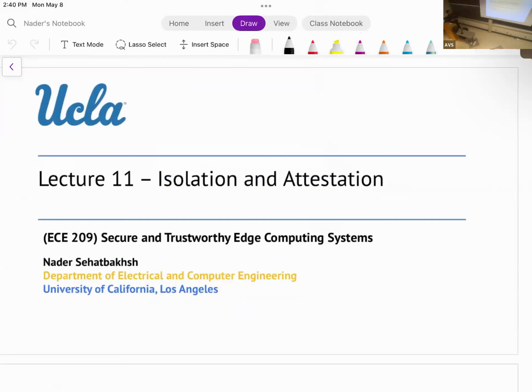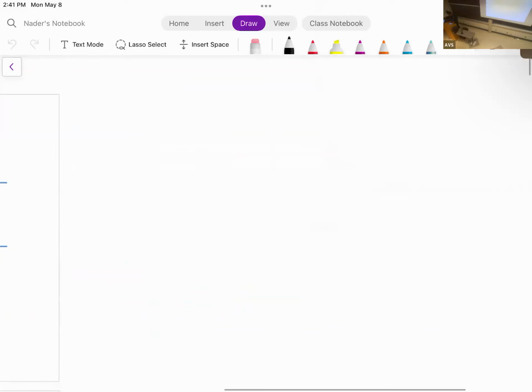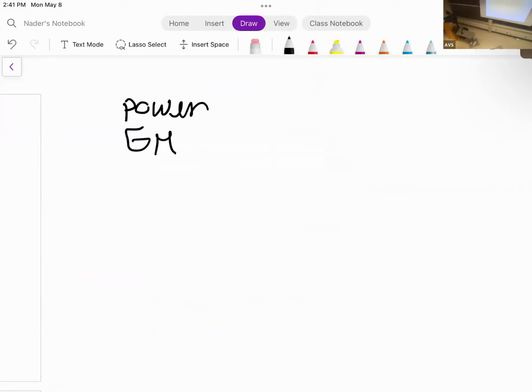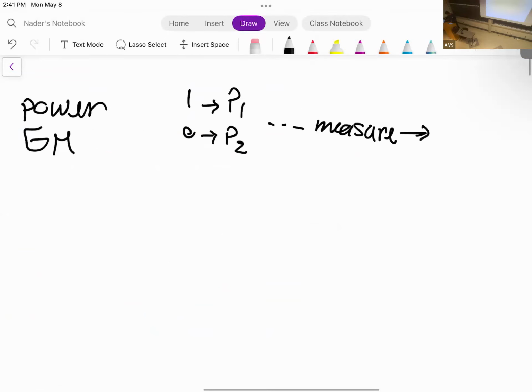Okay, so today I'm going to start a new topic, essentially talking about isolation and attestation. Before that, I want to finish the discussion on physical side channels, the two papers you've seen today. First of all, we showed that power side channels and EM side channels exist, right? Because we do zeros and ones, there's different power for each one, P1 and P2. Somebody can measure this, and they can attack the system based on that, right? Measuring and attacking. So we discussed that.